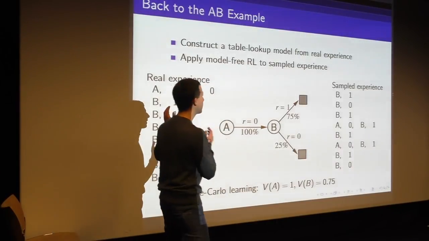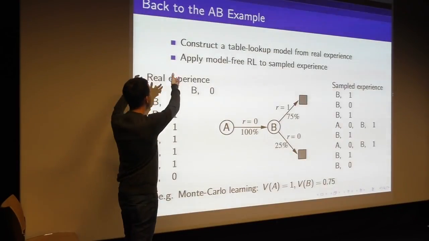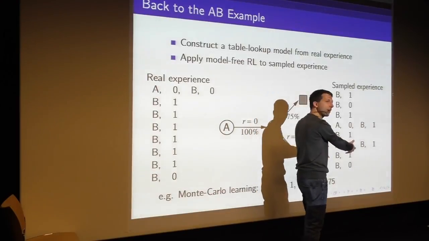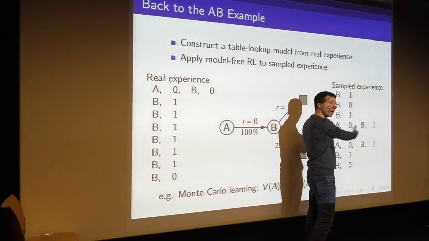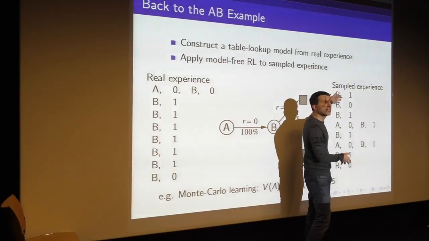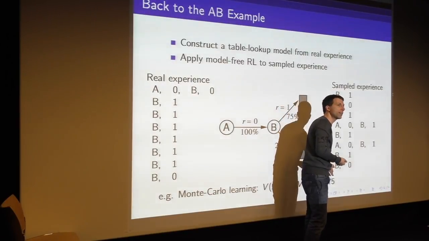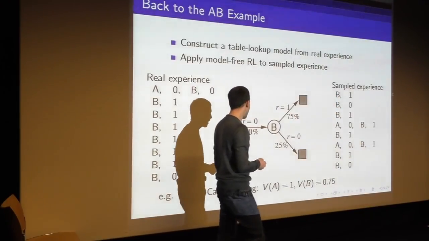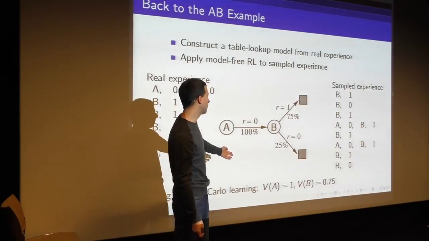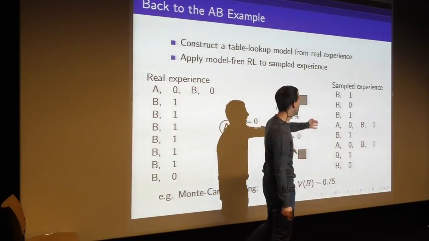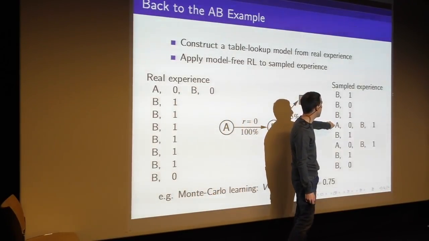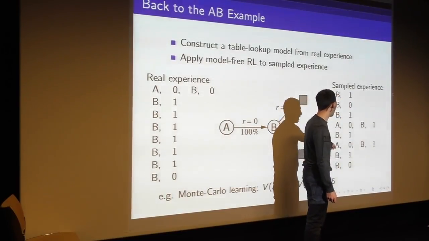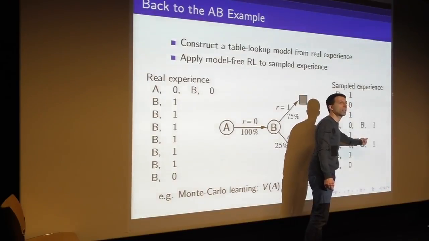So now, let's take the final step. The final step is to say we started with our real experience, we've built a model, we've sampled experience. Now let's learn from our sampled experience and apply, say, Monte Carlo learning to these trajectories. That's the canonical model-free reinforcement learning algorithm. If we did that, what's the value of A over here? Well, I started off in A here, I ran a trajectory and I got a return of 1. Started off in A here, ran a trajectory, I got a return of 1.